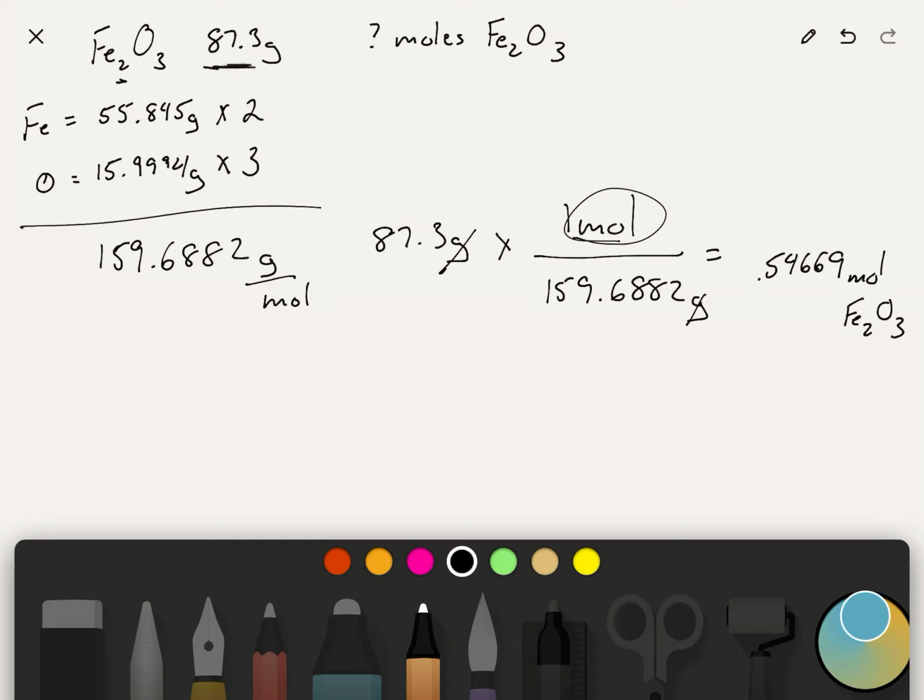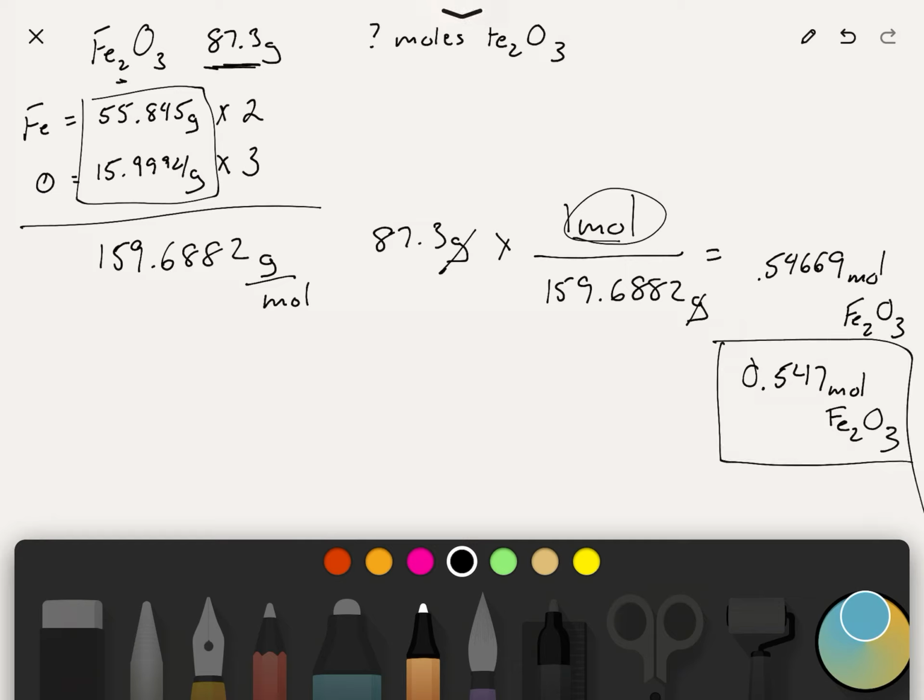Moles of Fe2O3. Now our problem gives us 3 significant figures. Our periodic table gives us more than 3 significant figures, so we need to round this to 3 significant figures. So we're going to round it to 0.547 moles of Fe2O3.